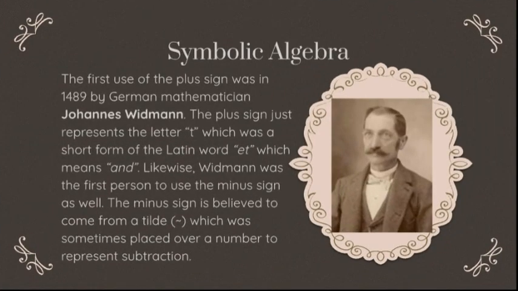The birth of plus and minus sign. The first use of the plus sign was in 1489 by German mathematician Johannes Widmann. The plus sign just represents the letter T, which was a short form of the Latin word et, which means and. Likewise, Widmann was the first person to use the minus sign as well. The minus sign is believed to come from a tilde, which was sometimes placed over a number to represent subtraction.